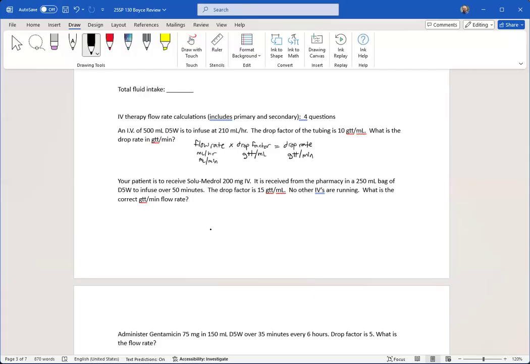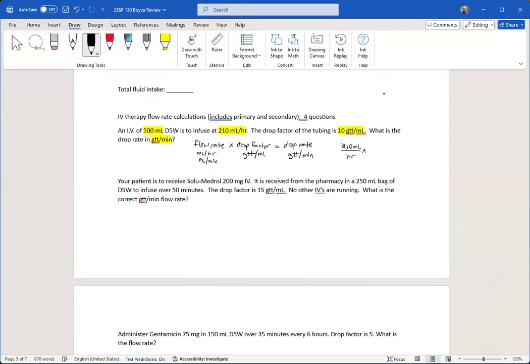All right. So to solve this question, I need to take the data that I have here. I have 500 milliliters of dextrose 5% water. I have it infusing at 210 milliliters per hour, and I have a drop factor of 10. This particular question is asking me to calculate drops per minute, which I would assume is what I'd be doing based off of having a drop factor. So what do I need to solve this question? I need to know the flow rate. That's 210 milliliters per hour.